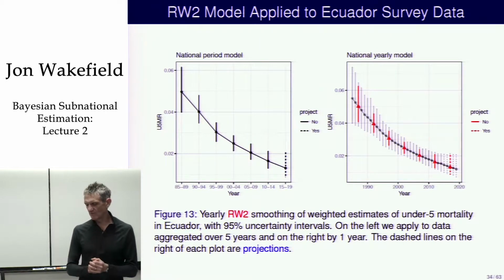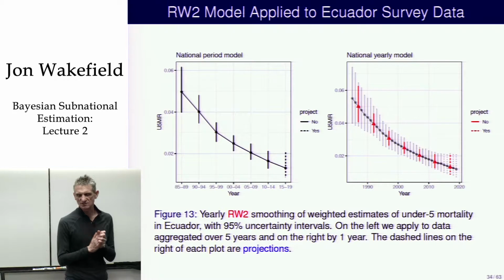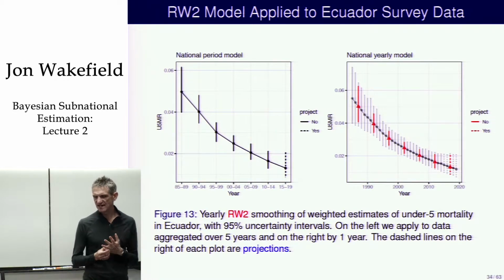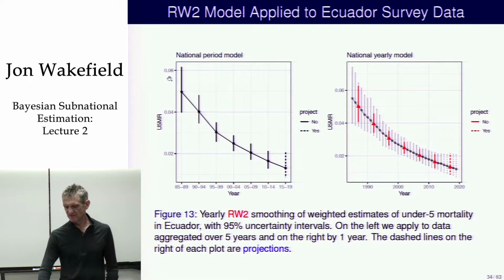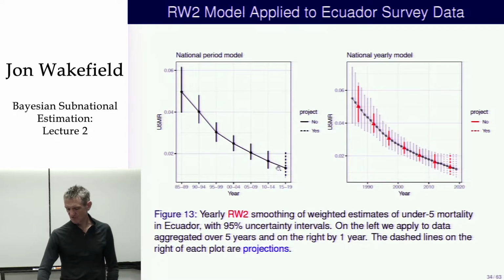And this just shows a real data case, so this is actually applying this random walk 2 model to household survey data collected in Ecuador. And so this is actually applying the model at a 5-year scale. This is looking at the whole of the country. This is taking data every 5 years and smoothing via a random walk 2 model and then doing a prediction. So this survey was around, I think, 2013, so predicting forward to the next 5-year time period.